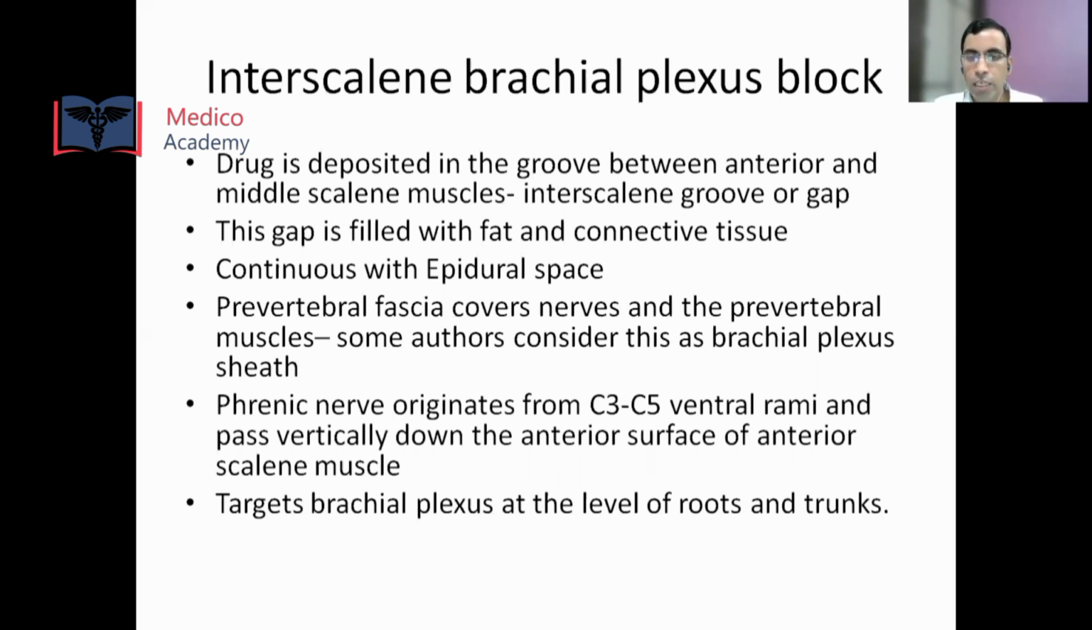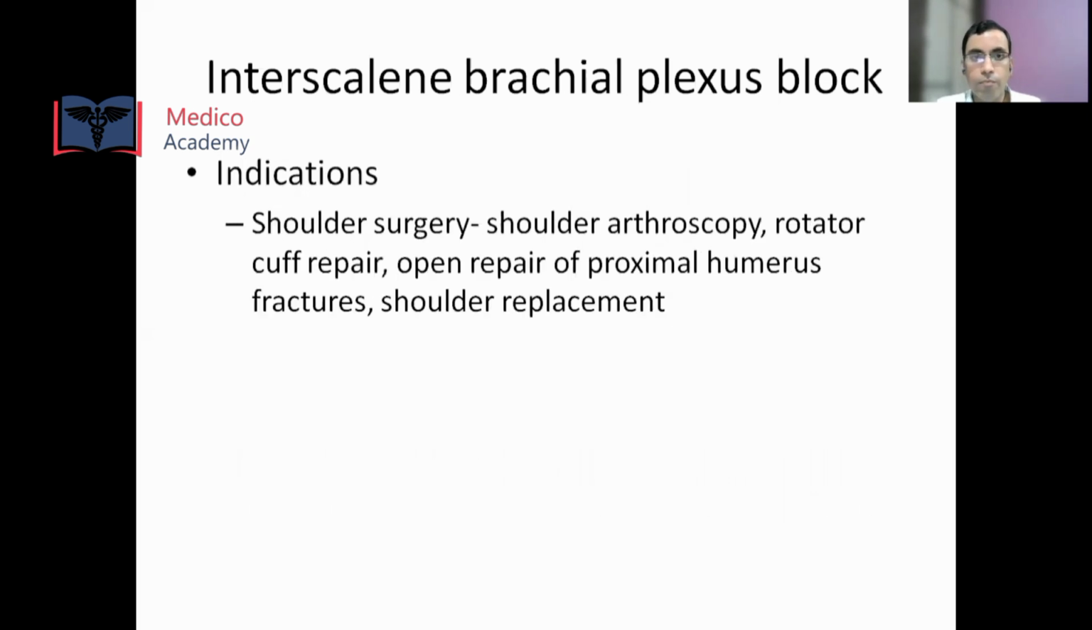Prevertebral fascia covers the nerves and the prevertebral muscles. Some authors consider this as brachial plexus sheath. This block targets the brachial plexus at the level of roots and trunks. Phrenic nerve, which arises from C3 to C5 ventral rami, passes vertically down the anterior surface of anterior scalene muscle.